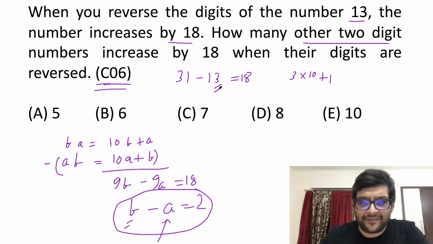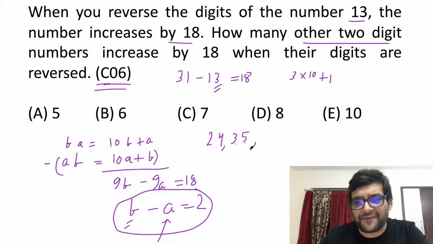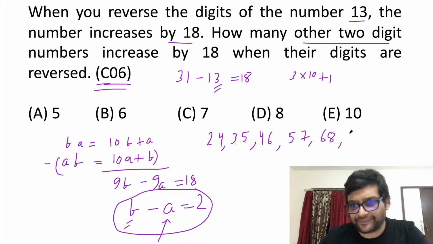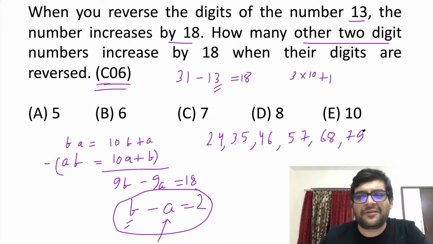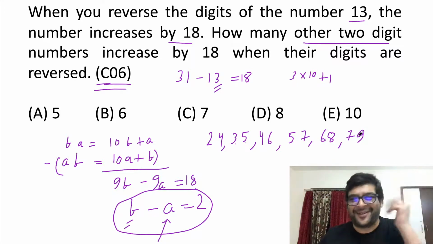Which happens in 13. In the 20s, it will happen with 24. Then 35. If the first digit is 3, second is 5. If the first digit is 4, then 46. Then 57. Then 68. And finally 79. In the 80s, there will be no such number because 8 plus 2 becomes 10.